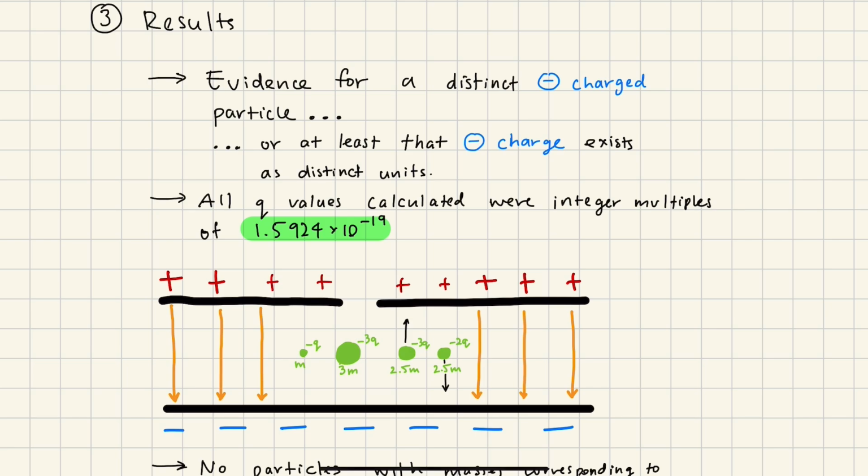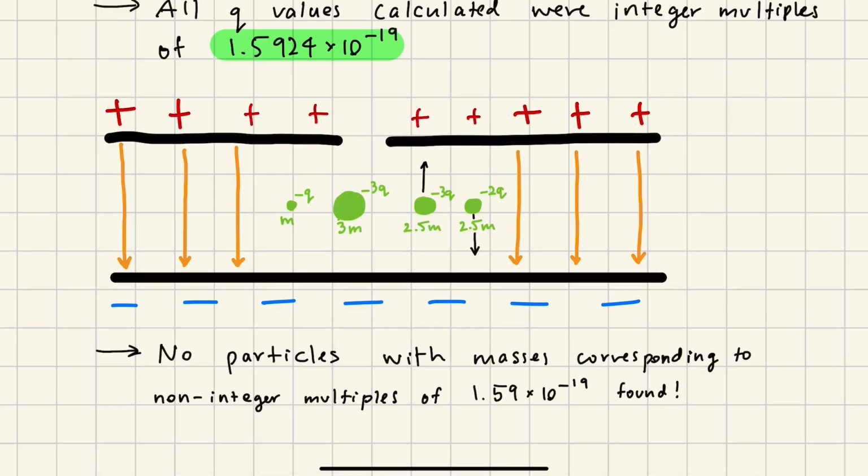So super cool. To explain this, let's look at this diagram here. So let's say we've got a particle with mass m. In order to stay suspended in midair, it needs to have a negative charge of q. Let's just say, for the sake of the argument here. So if we have a particle with mass 3m, so 3 times m, it will need a charge of negative 3q to stay suspended, because the downward force of gravity is dependent on the mass, and the upward electrostatic force is dependent on the charge. So if the mass goes up, the charge has to go up in equal proportion to stay suspended.